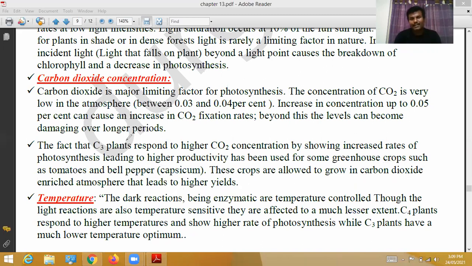That is the carbon dioxide. Ultimately, the conclusion for carbon dioxide: if carbon dioxide concentration is increased beyond the saturation level, beyond the optimal level, it can damage photosynthesis. C3 plants can absorb a certain maximum amount of carbon dioxide. Beyond that, if the carbon dioxide content is increased, it leads to damage to photosynthesis, even in C3 plants.